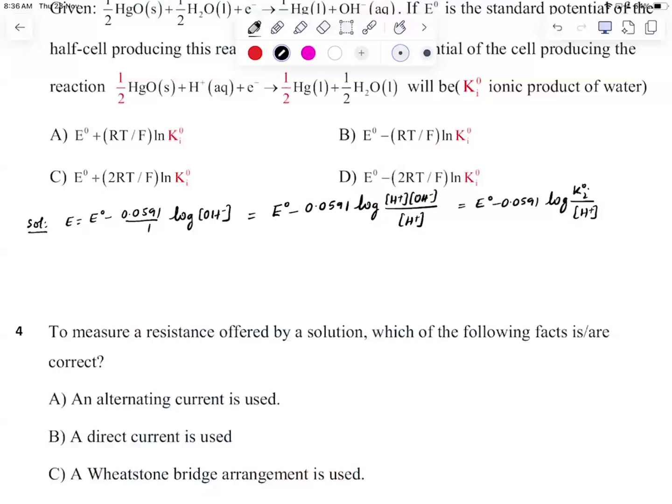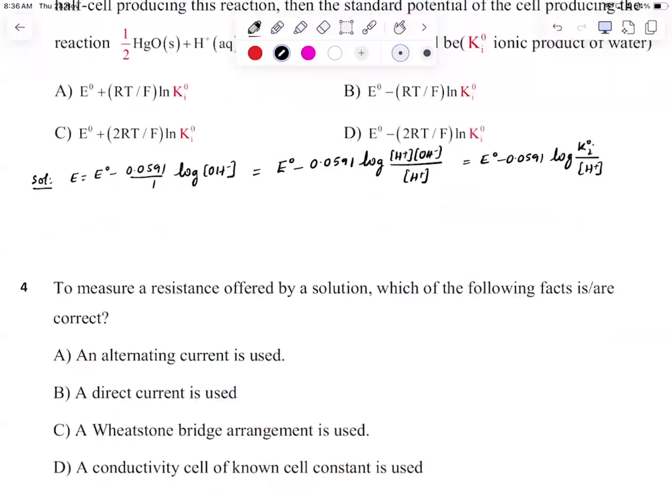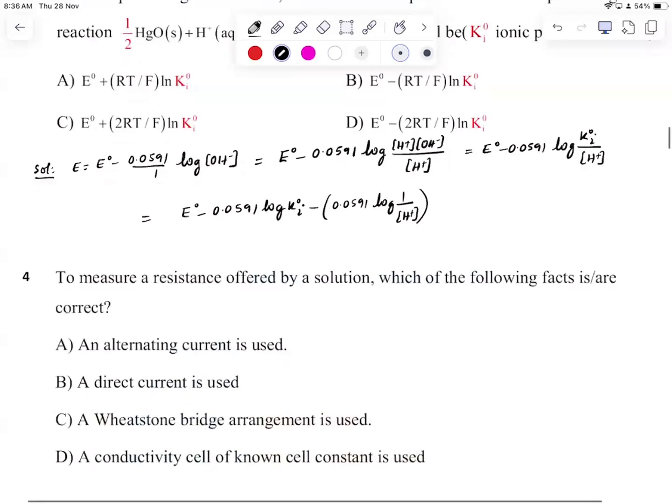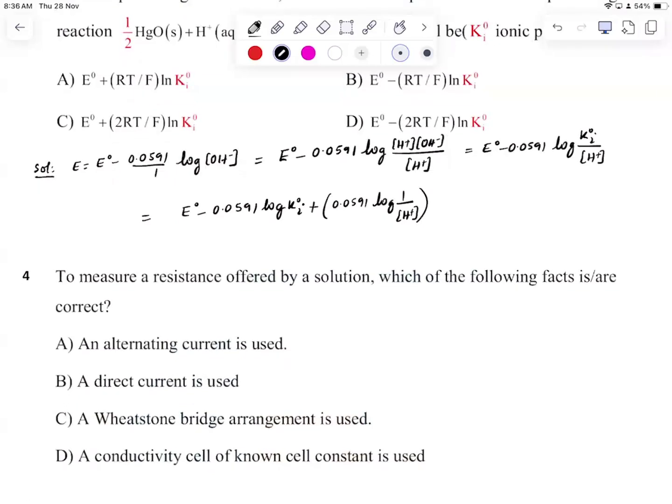K naught I into H plus concentration. Okay. So that will be equal to E naught minus 0.0591 into log of K naught I, and minus of 0.0591 into log of 1 by H plus concentration. Okay. So if at all, write it this way, sorry, plus. Because this value plus 1 by H plus, if I just open it up, this is what I'll get.